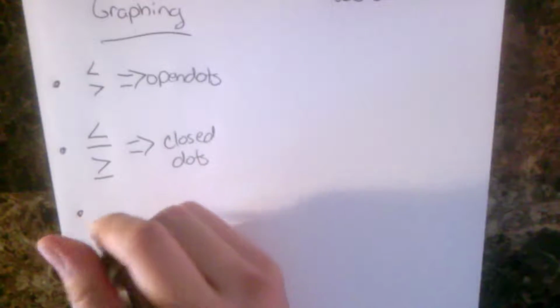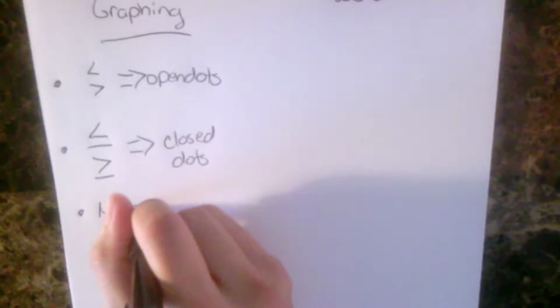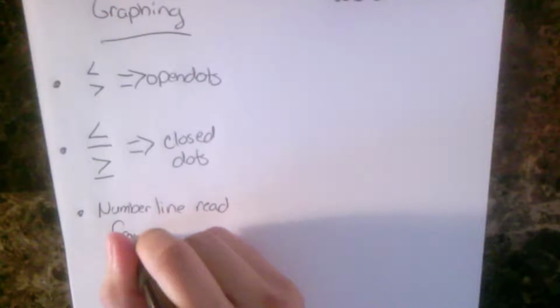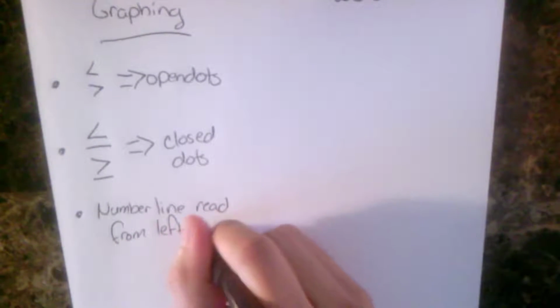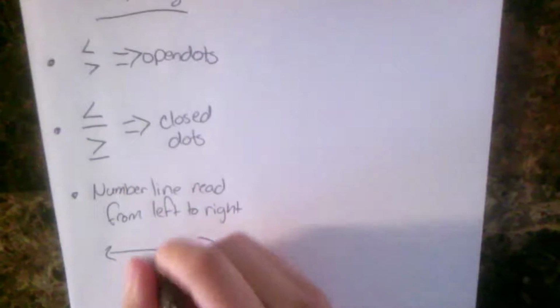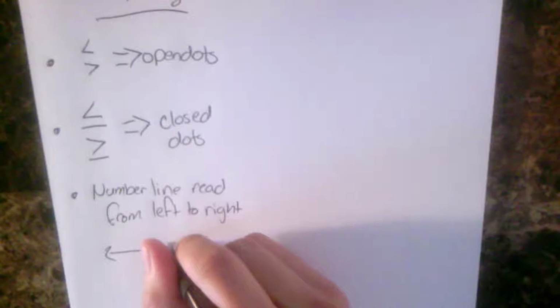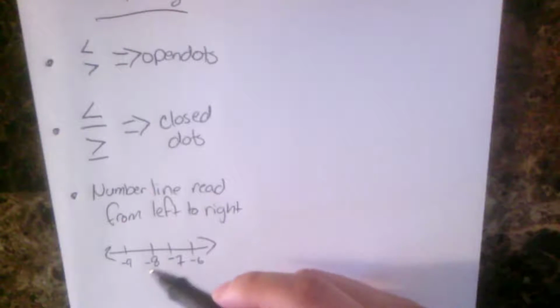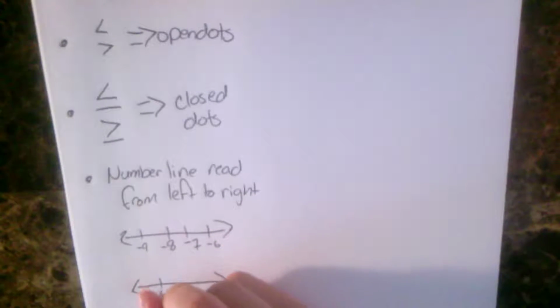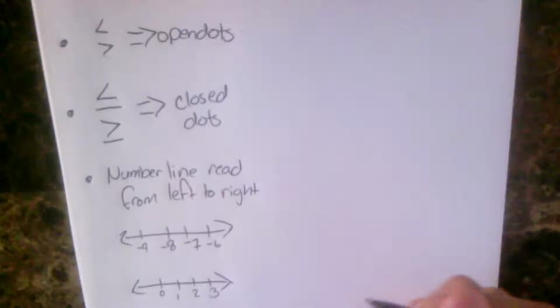Another really simple rule is that our number line is read from left to right. Okay, so it doesn't matter where the number line starts, but you do have to make sure that it reads from left to right, so that you can do this, you know, -9, -8, -7, -6, etc., etc. That's fine, because this counts left to right. Like, it gets bigger as you go towards the right. You know, this is the same as going like this, so 0, 1, 2, 3.